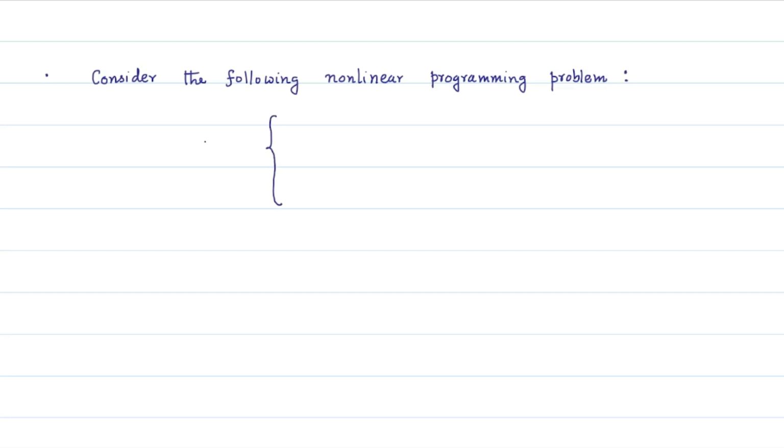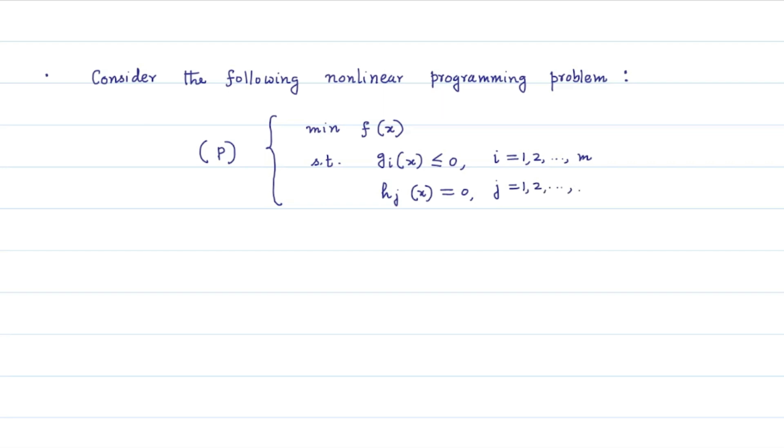nonlinear optimization problem. We start by considering the following nonlinear programming problem, where as usual we take a constraint optimization problem to minimize a function f(x) of several variables subject to g_i(x) less than or equal to 0 for i equal to 1 to m, and h_j(x) equal to 0 for j equal to 1 to l, and small x belonging to a set capital X, a non-empty subset of the n-dimensional Euclidean space R^n. This is your given nonlinear programming problem.